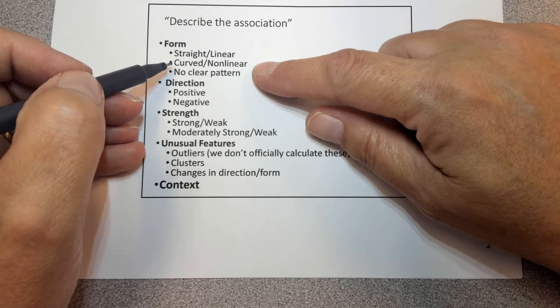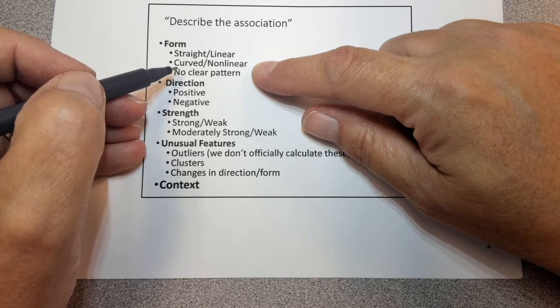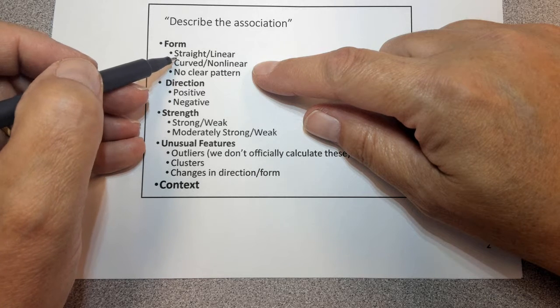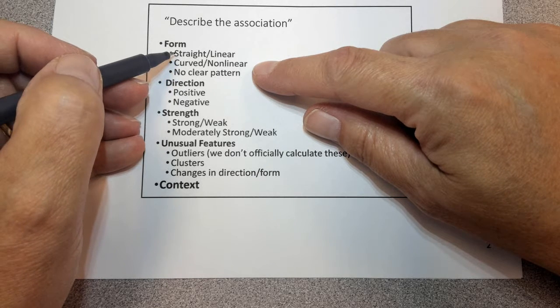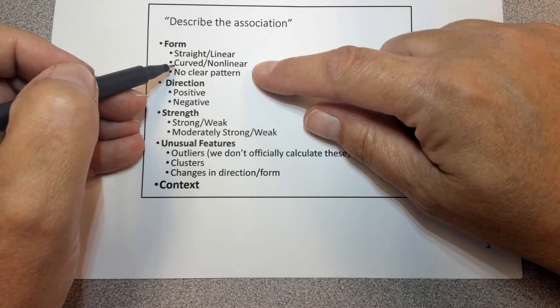We don't care if it looks exponential. We don't care if it looks quadratic. We don't care if it looks logarithmic. We don't care if it looks like a power function. We just care about, is it straight or is it curved? Is it linear? Is it nonlinear? That's all we care about. Don't make more of it than that.